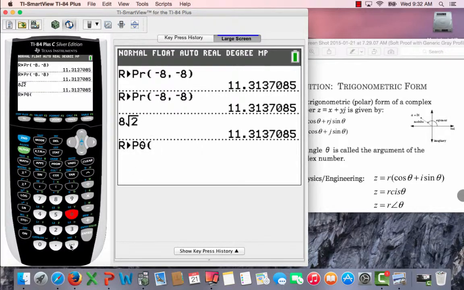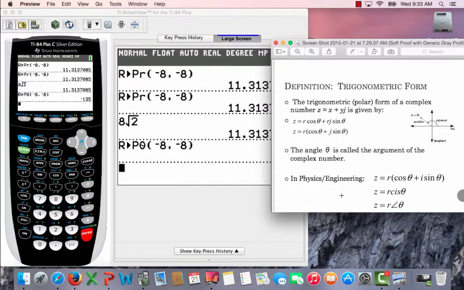So I'm going to put in -8, -8, and it gives me the -135 degrees. And again, I'm in degree mode there. So that's the graphing calculator going from standard to giving you the R value, which is the length, and then the argument or the angle direction.